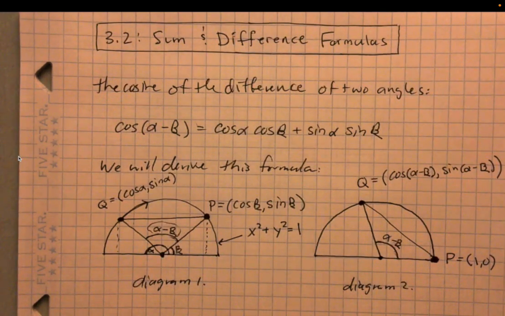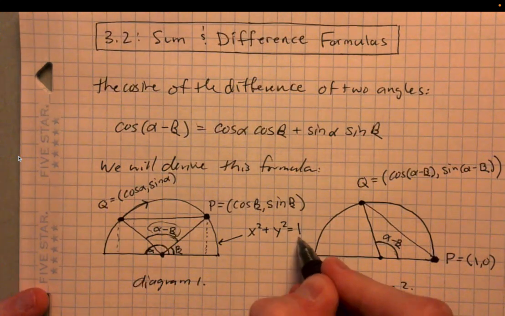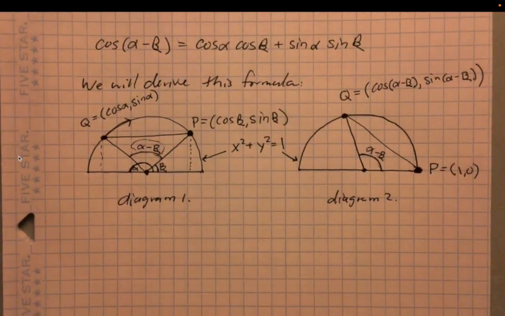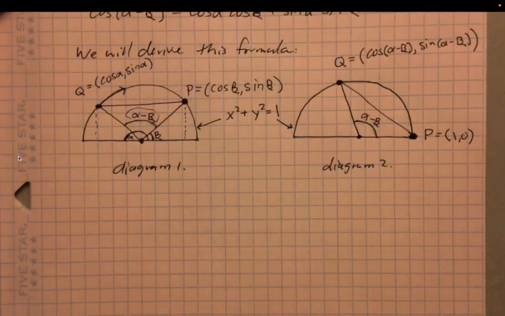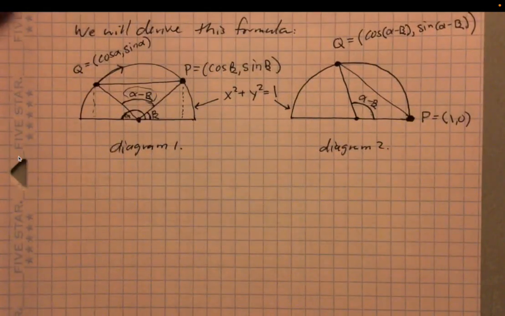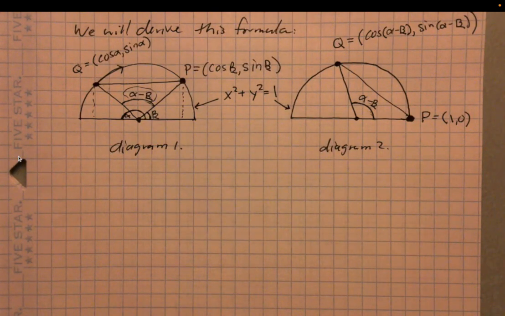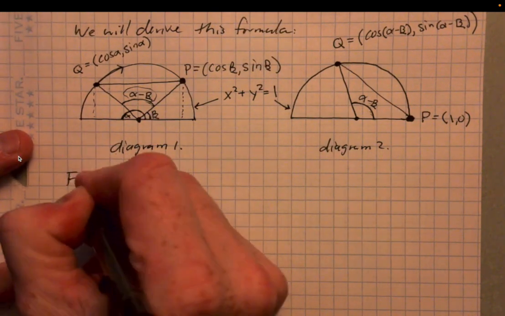Okay? Okay, and it's important to notice here that this circle is the same circle, so it still has the same x squared plus y squared equals 1 formula, right, for that circle. Okay, all right, and so those are the two pictures that we need, and what we're going to do is set up some equivalencies between these two triangles. Okay, and so we're going to start with diagram 1.